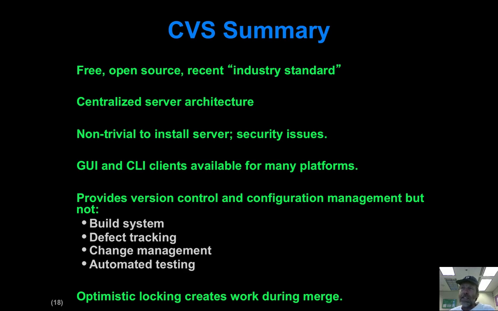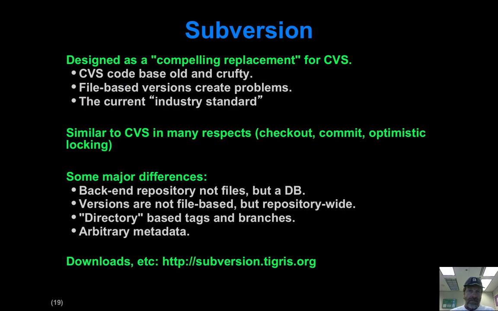Up until five or six years ago, CVS had been kind of the industry standard for open source with a centralized server. It was kind of complicated to install, and there were security issues because it wasn't really designed with security in mind. It provided both version control and configuration management, but wasn't an entire solution to the development problem. There are other tools that are needed, and it had this idea of optimistic locking.